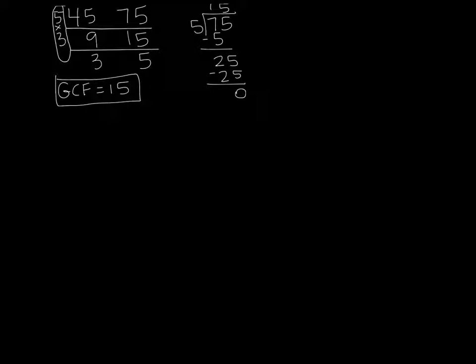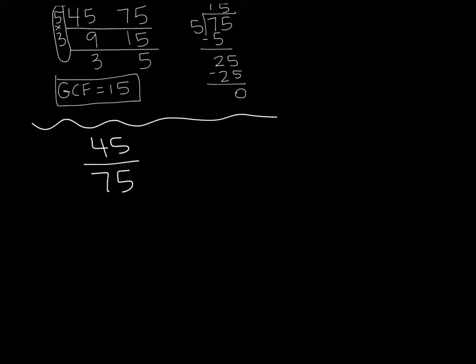Just like that, we can use GCF to reduce fractions the quickest way possible. If that 45 was on the numerator and 75 is the denominator, we would divide both of those by 15, which is their GCF, to get to the reduced fraction as fast as possible.